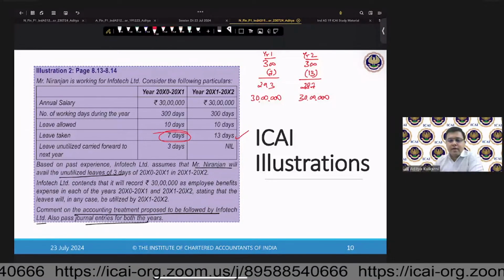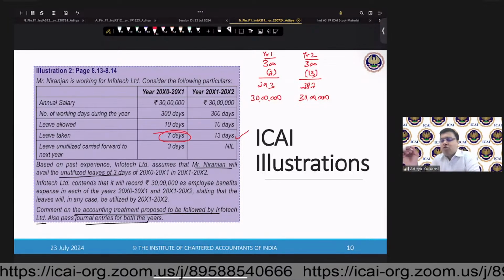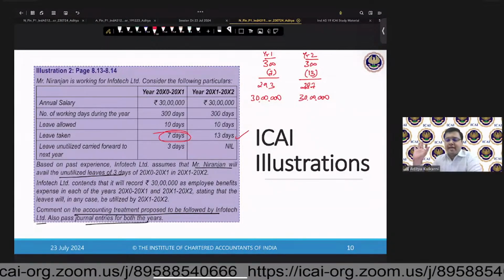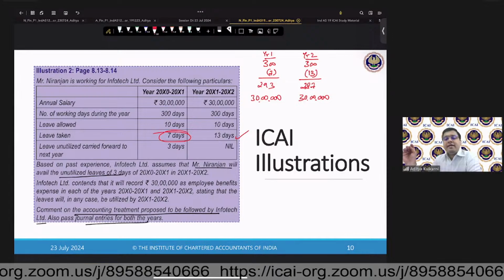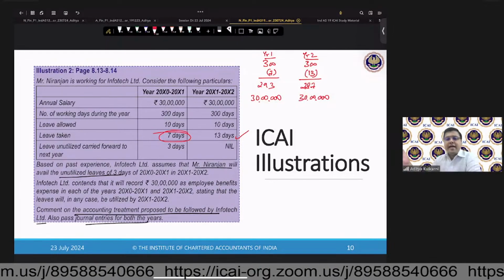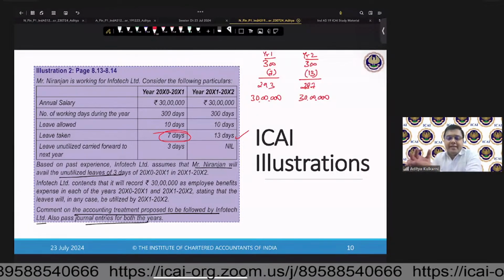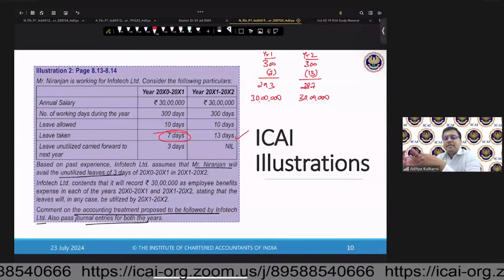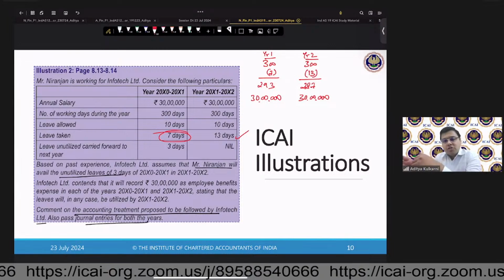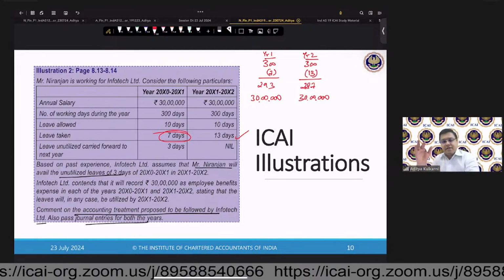Yes. Okay. It is not right. Very simple. He has come for 293 days in the first year. You are booking 30 lakhs. In the second year, he has come only for 287 days, and again you are booking 30 lakhs. That means the days present in year one are 6 days more. He has served more as compared to year two. So cost also should be booked more in the first year.